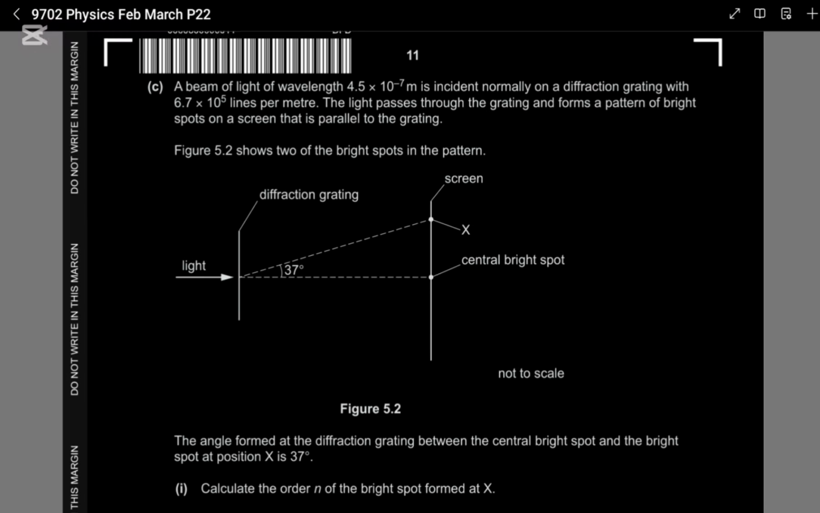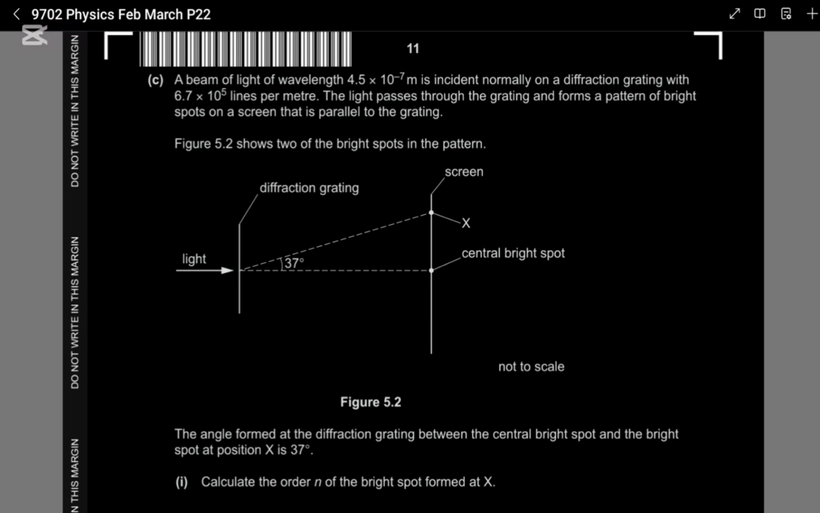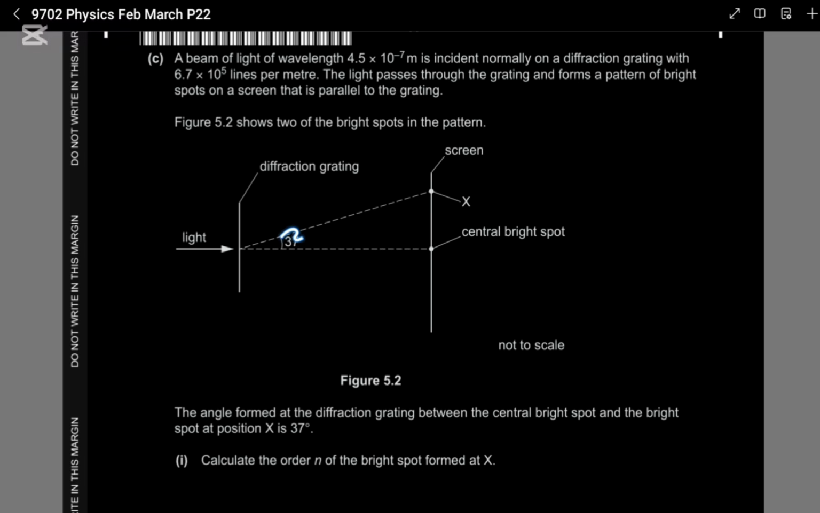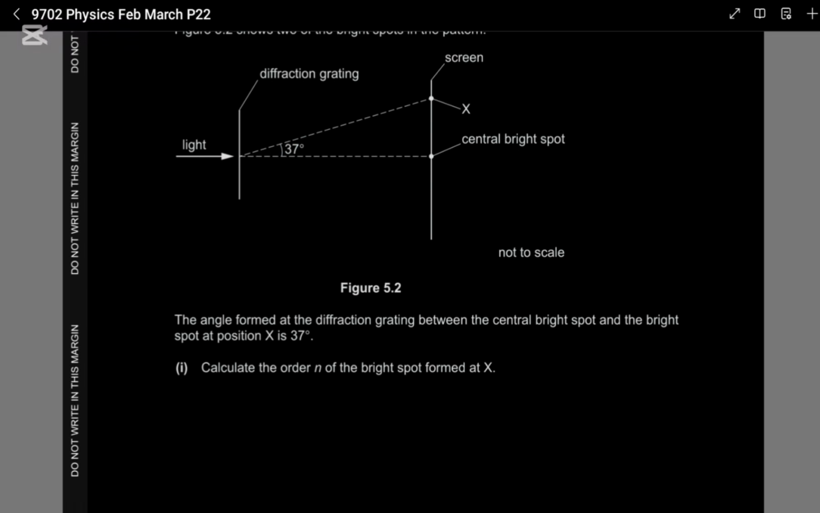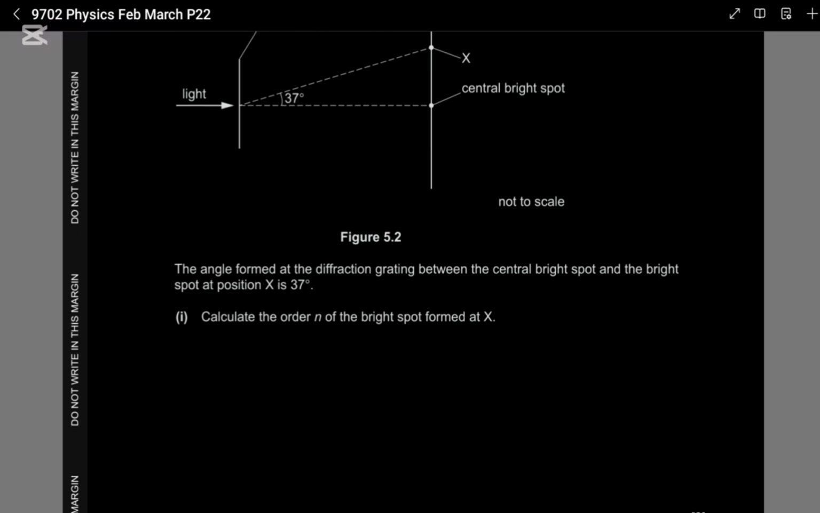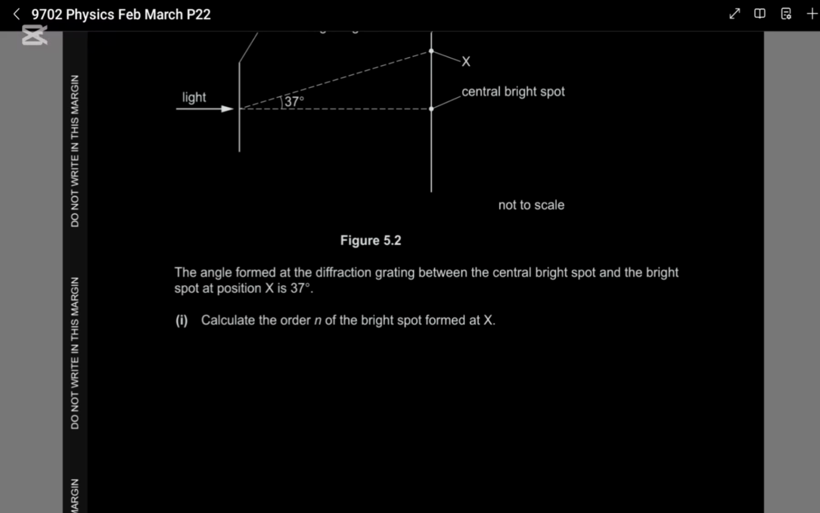Now part C, this is a diffraction grating question. They gave you the wavelength, which is this, and this is not d. This is n, the lines per meter. They gave you theta, which is 37 degrees on the diagram. Now part I, calculate the order n of the bright spot formed at x.